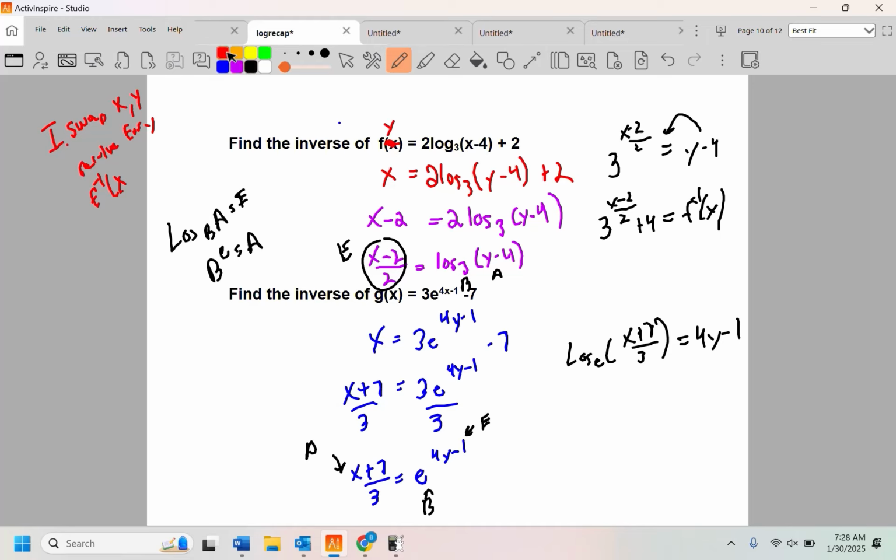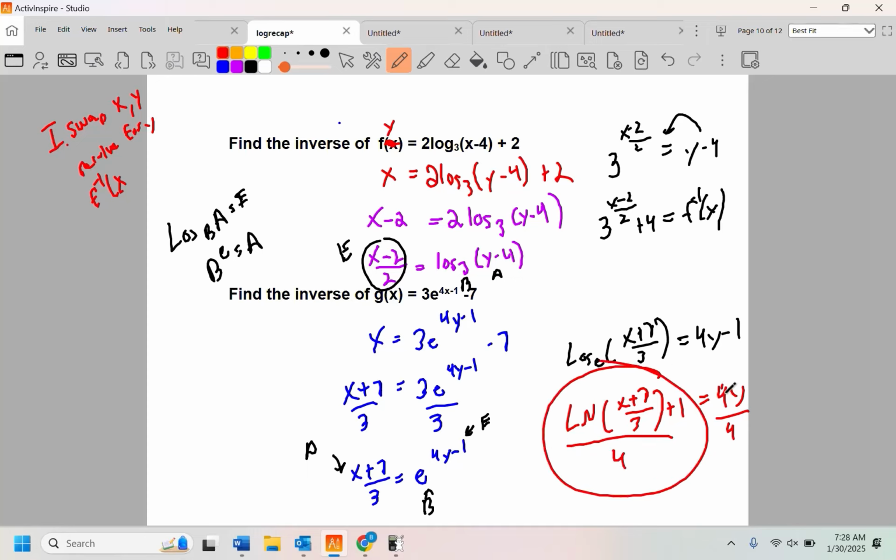And I got 2 isolation steps. I need to add 1 to both sides. Do remember that log base e is ln. We're going to counteract subtraction before we counteract multiplication. Counteract multiplication through division. And there she is, because y is just isolated.